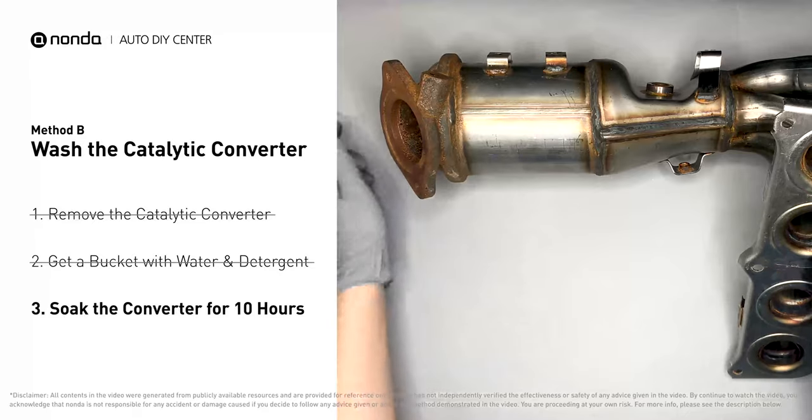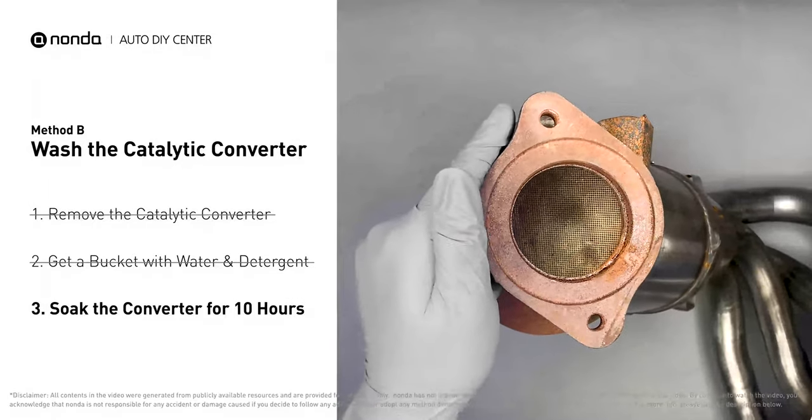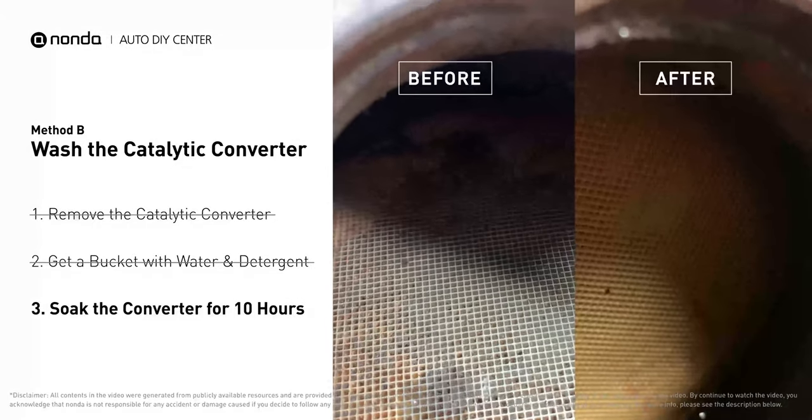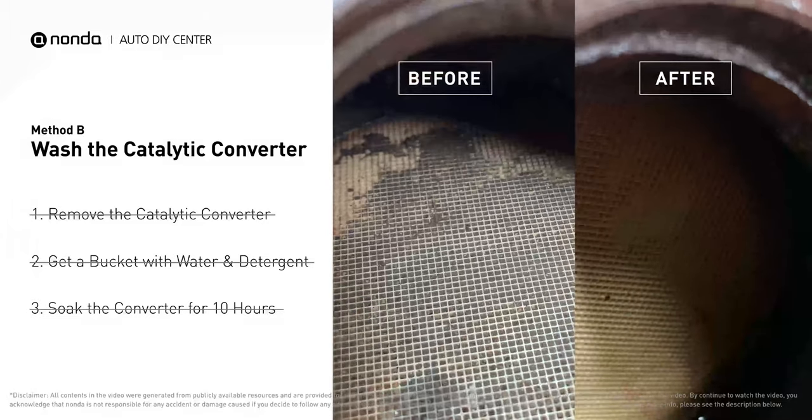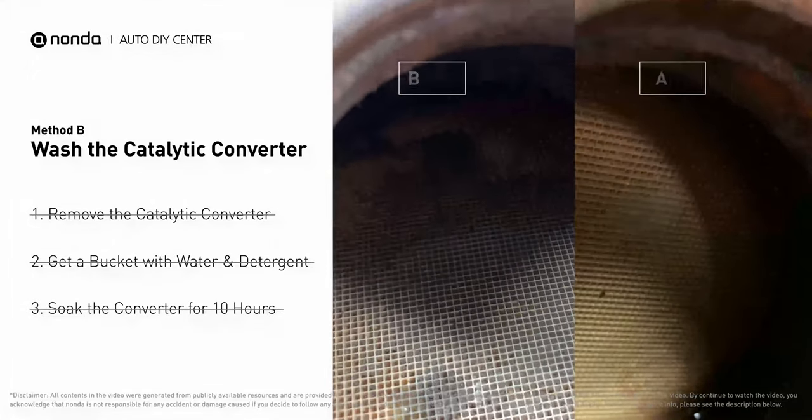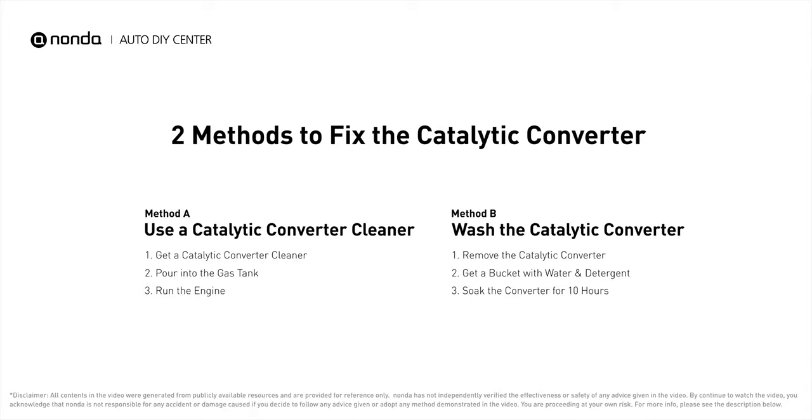You can see by looking inside the converter, there are all kinds of little honeycomb shapes. They clog up really easy and cleaning will often make them open and work again. So here are two methods to fix the catalytic converter.